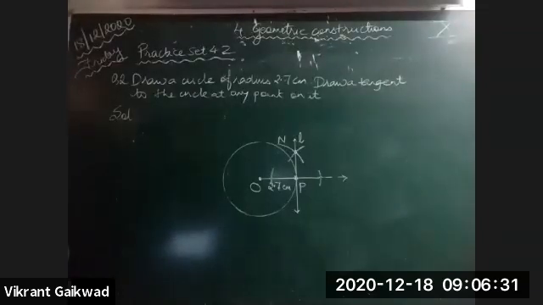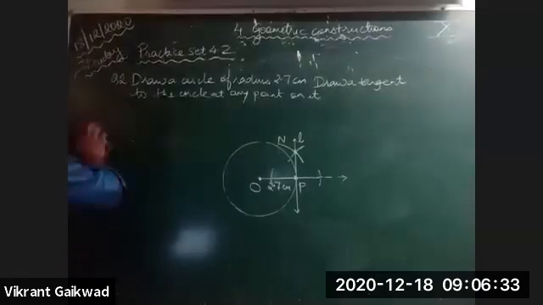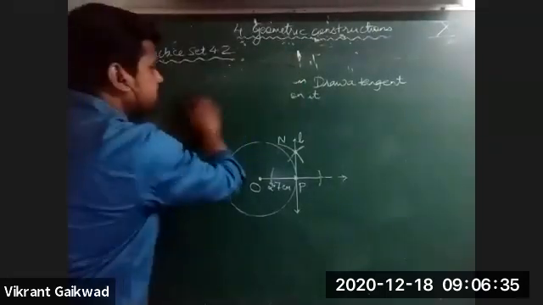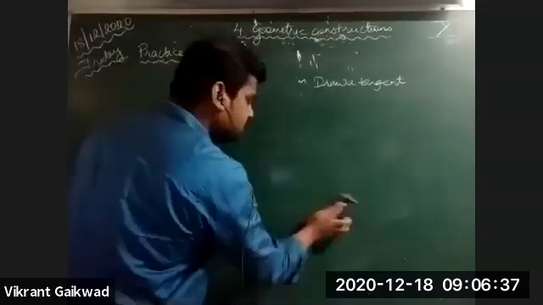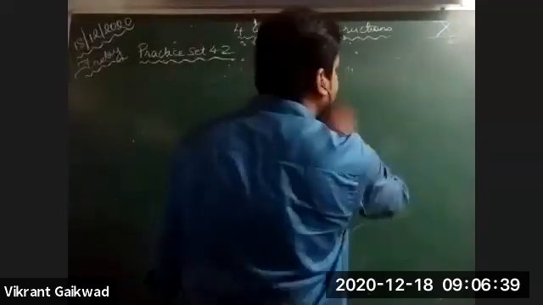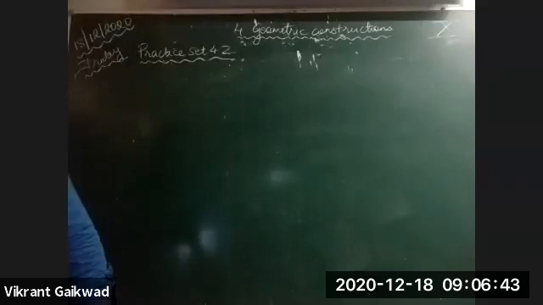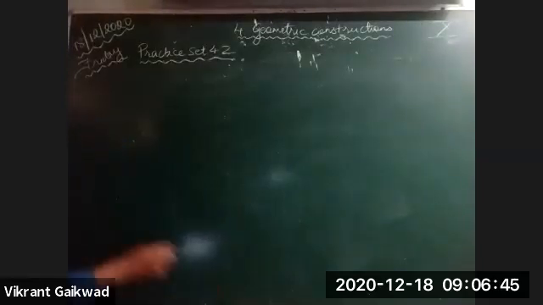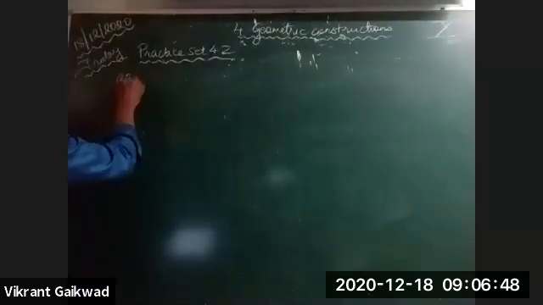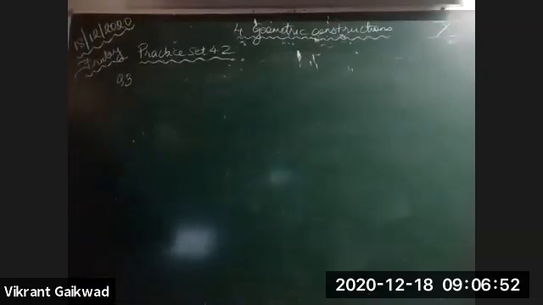Now let's move ahead to question number 3. In this question, we're going to apply the property of angles in the alternate segment. Angles in the alternate segments are congruent to each other.